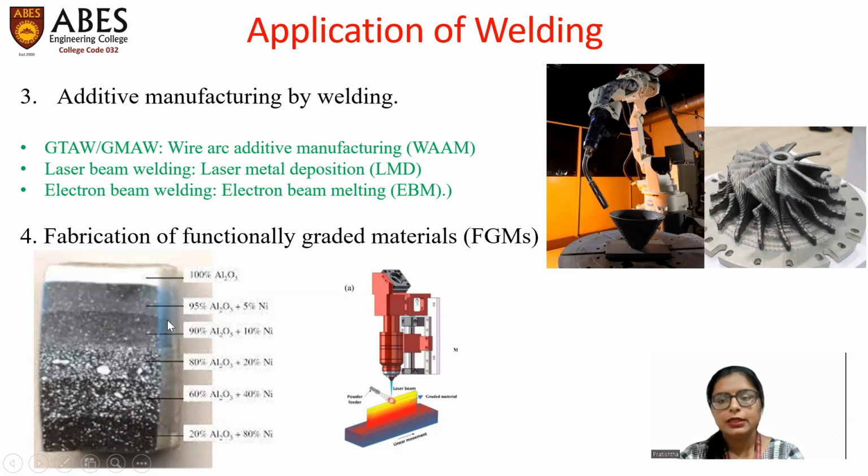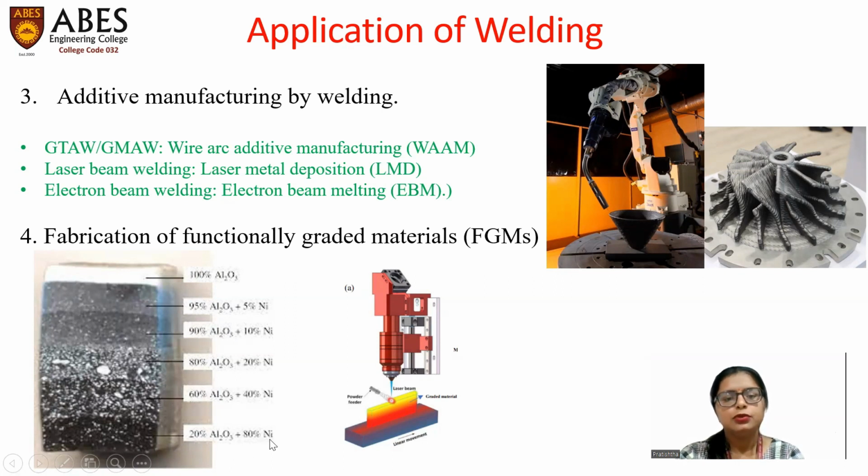This kind of innovative material is required in certain critical operations. These types of material can be fabricated or produced using some welding process. The material from where I took this example is produced using laser beam welding. You can see written here, laser. So laser beam welding is used to produce this functionally graded material with the help of a powder feeder.